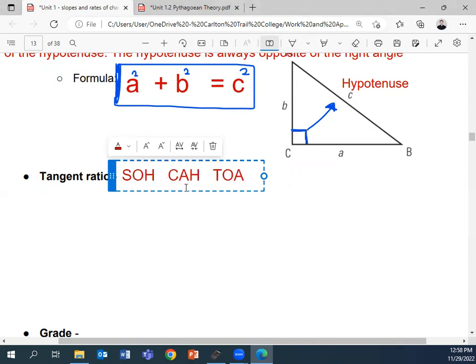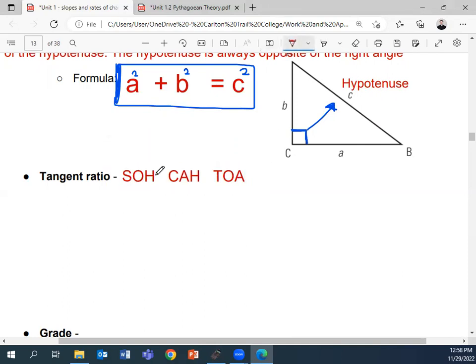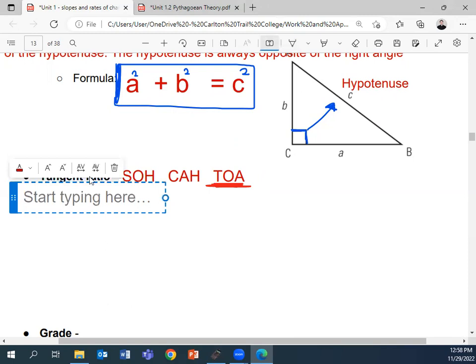You might have seen something like this before, like SOHCAHTOA. That's used for trigonometry stuff. The tangent one is only this one, and I'll explain what this means in a second. You don't have to write that down, but you'll be writing down what I'm about to do next. The tangent is only one of those 3 things. So the tangent ratio is the slope.